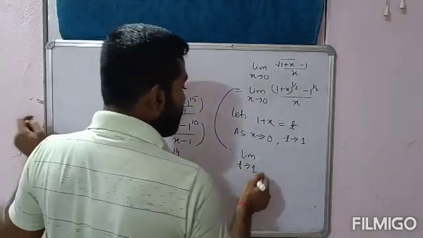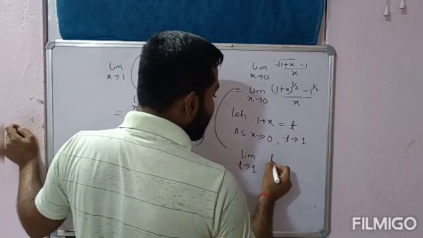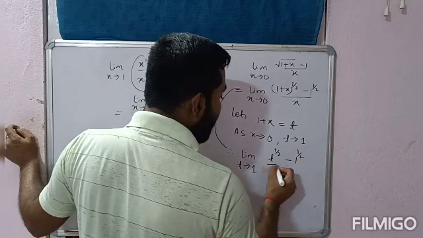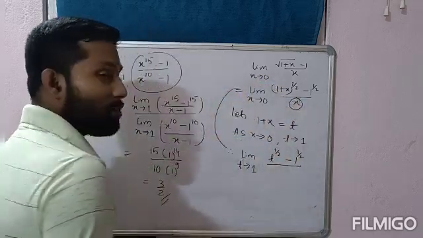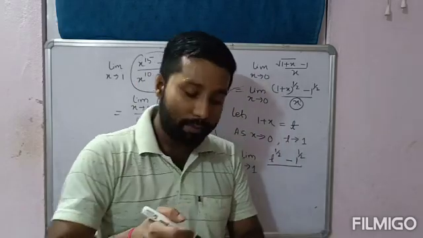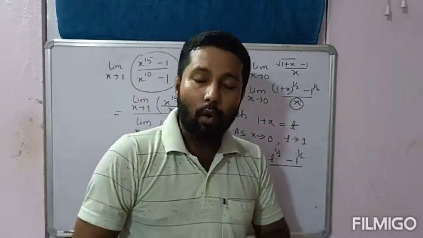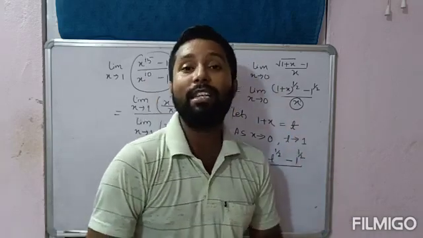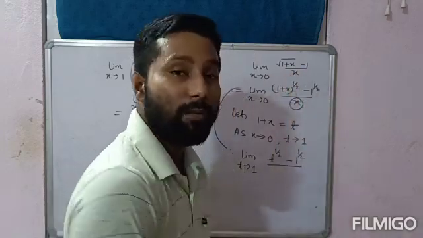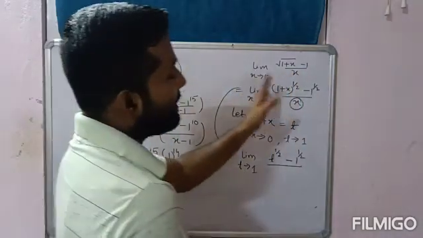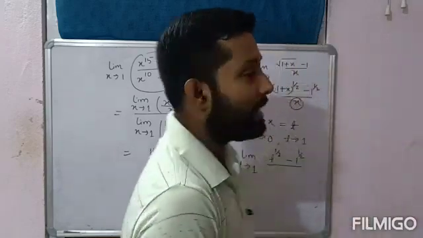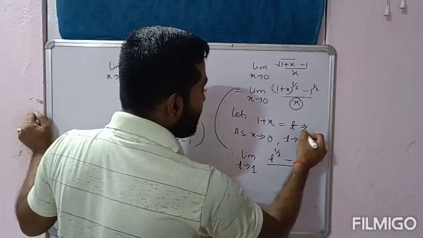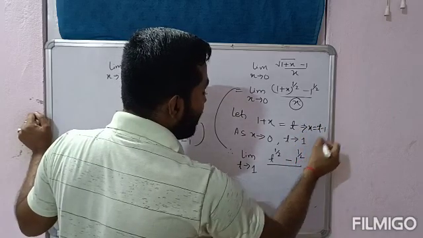So limit t approaches 1, 1 plus x can be replaced by t. So t to the power half minus 1 can be replaced by 1 to the power half, divided by, you must replace this x also. There should not be any term related to x. The whole function now should be in terms of t only, because here we have substituted t. So wherever x is there, you just replace those x by t. How can we replace this x by t? Since 1 plus x is equal to t, which implies x is equal to t minus 1.